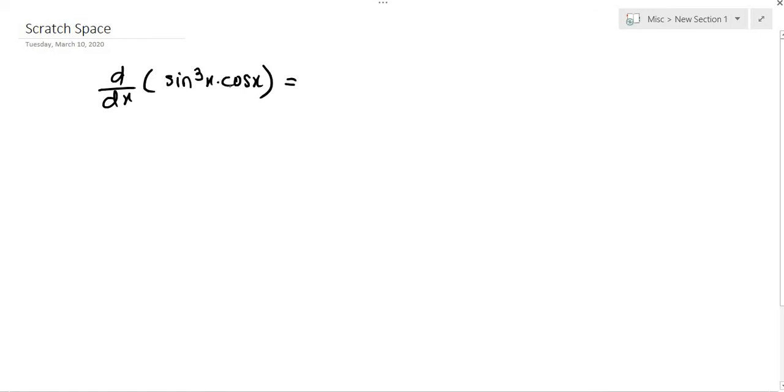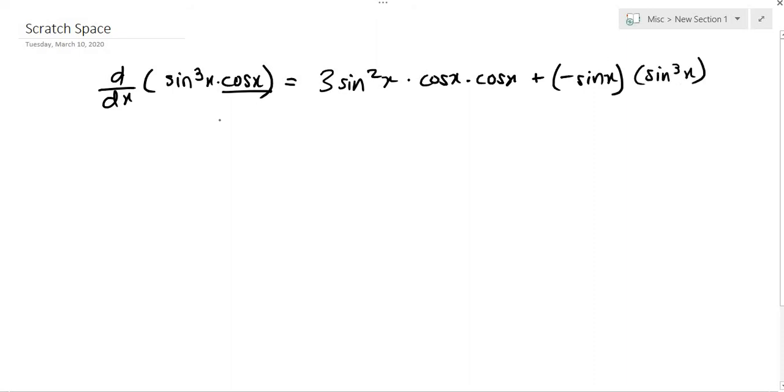We differentiate the first times the second function unchanged. So 3 times sine squared of x times cosine of x times this other cosine of x, plus now you differentiate the cosine, you have negative sine x times sine cubed of x. So all of this will just be 3 times sine squared of x times cosine squared of x minus sine to the fourth of x.